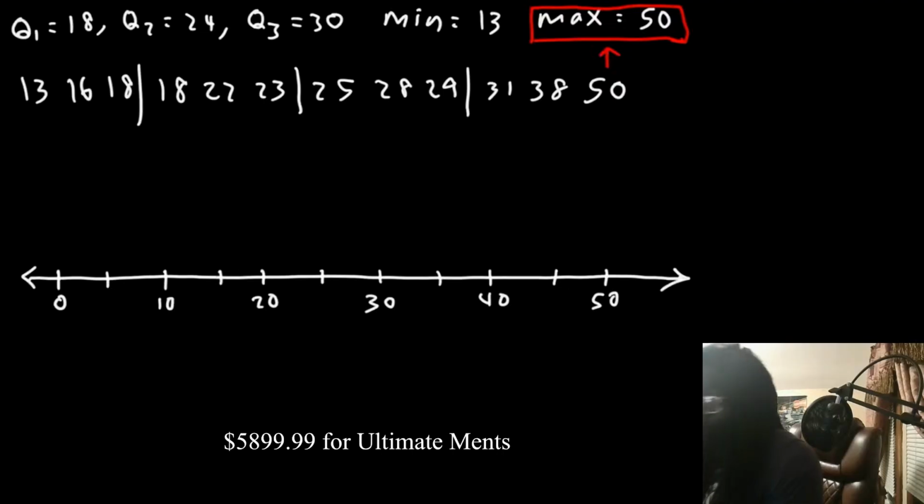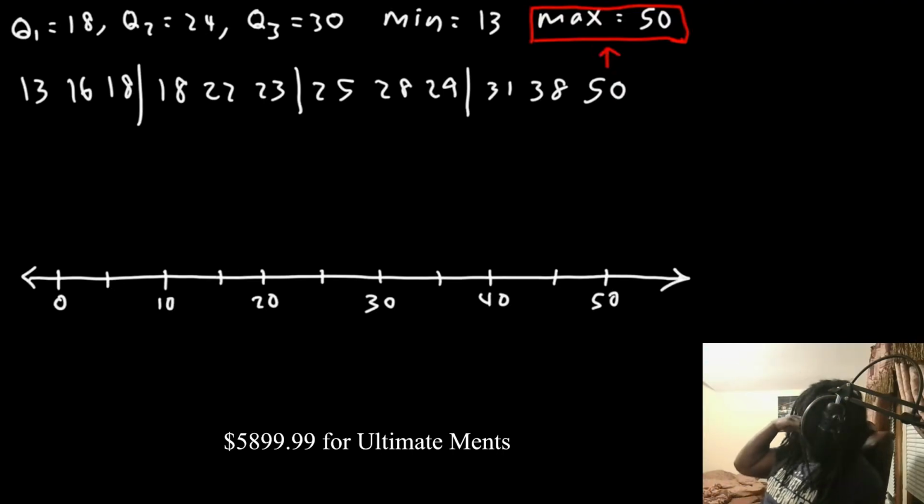So let's begin by drawing a box. We need to draw a box ranging from Q1 to Q3. So that's going to start at 18, and this is basically a rough estimate. It's not going to be perfect. And the end of the box will be at 30.